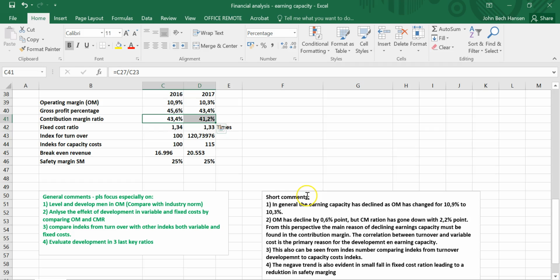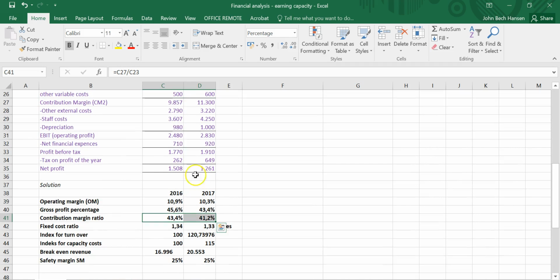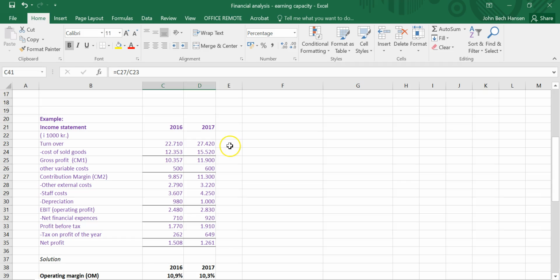However, I think we also should mention that the operation profit has increased. So another way of making the analysis is to calculate the value itself, the change itself. It's always nice to have money on the table as well.